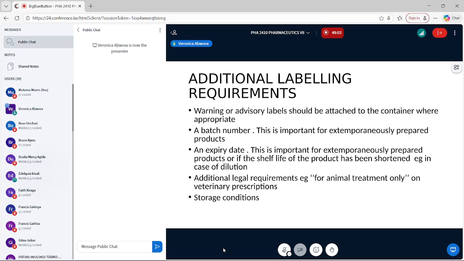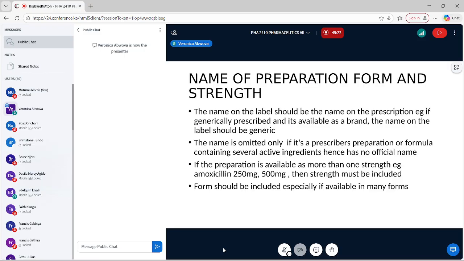Okay. Then things like vet products, indicate for animal use only or for animal treatment only. And then indicate storage conditions. Remember we said there are some products that need to be stored in the fridge. Indicate that this product should be stored in the fridge, and also verbally communicate to the patient.